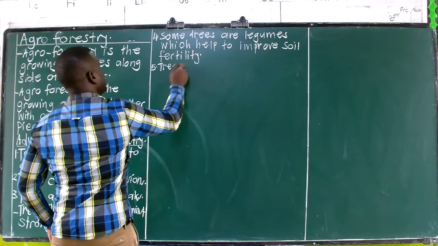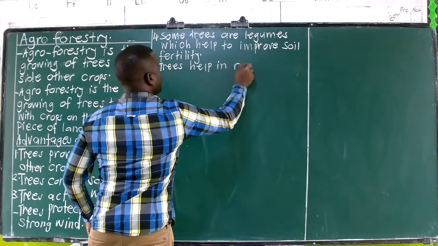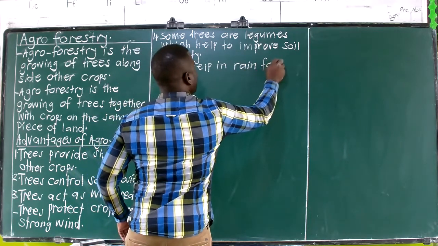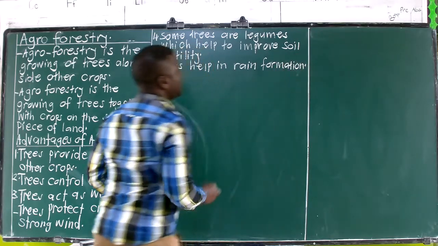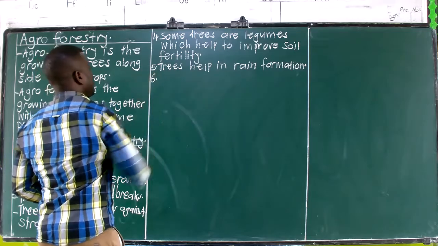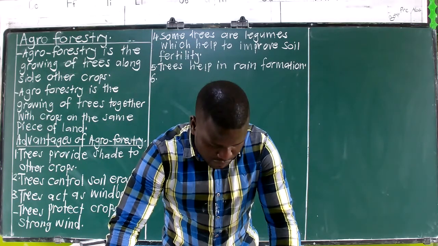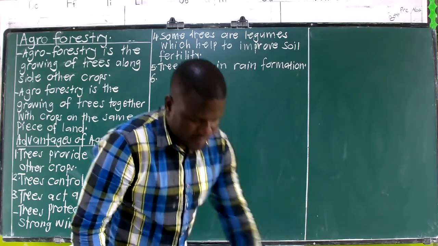Trees help in rain formation. Then the farmer gets double income.